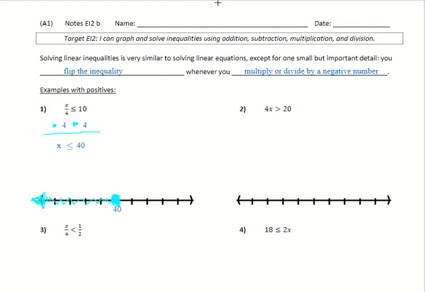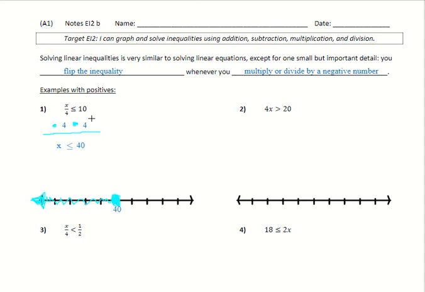Hello class. Today we're going to be looking at inequalities that need to be solved using more than just addition and subtraction. So solving linear inequalities is very similar to what we've done with our linear equations, except when I multiply or divide by a negative number, I need to flip the inequality.